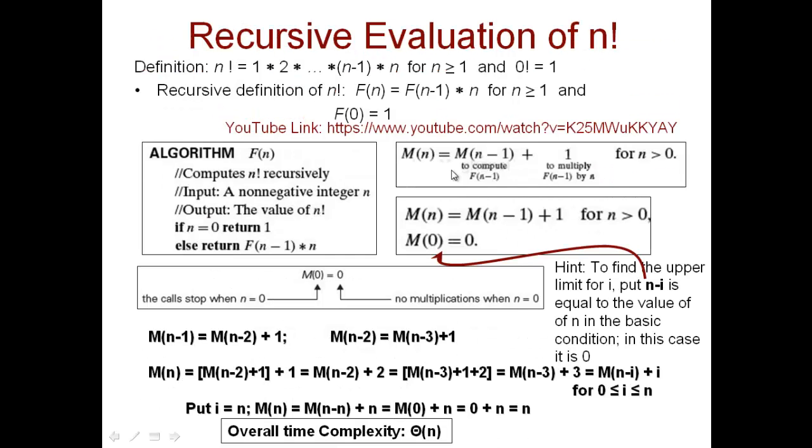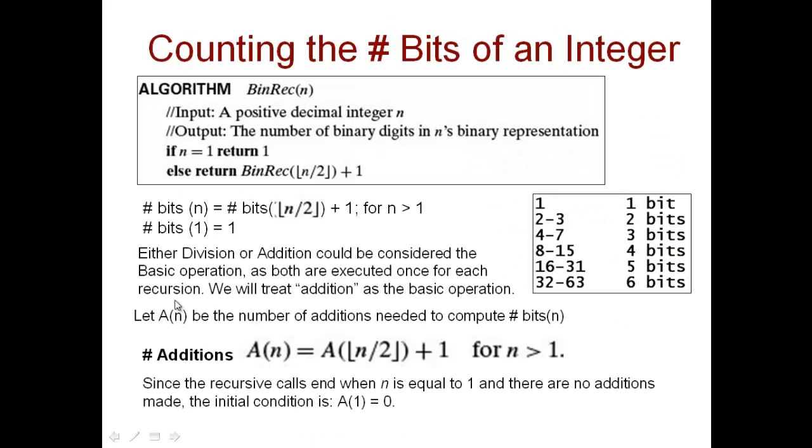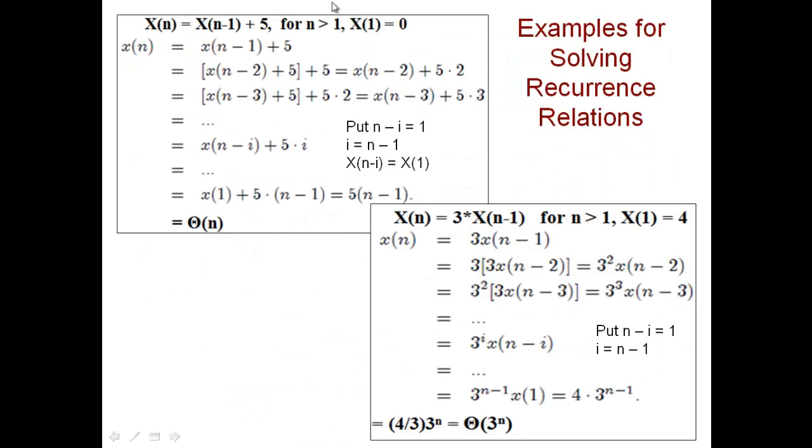So the terminating condition is like writing m of 0 equals 0, or whatever the number of bits for 1 is 1, and in this case x of 1 equals 0. The terminating condition gives you a straightforward answer, and we build back the answers for the earlier recurrence relations for greater values of n.